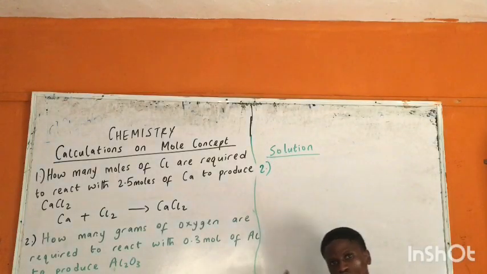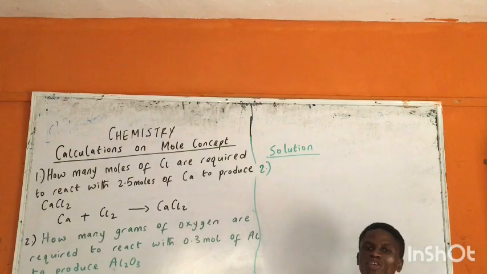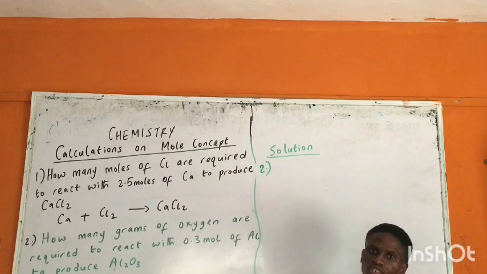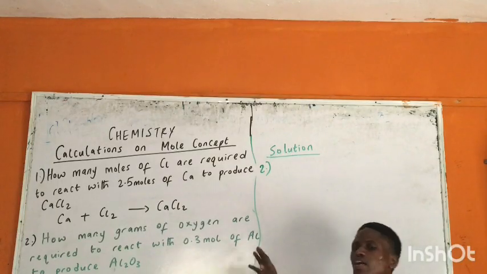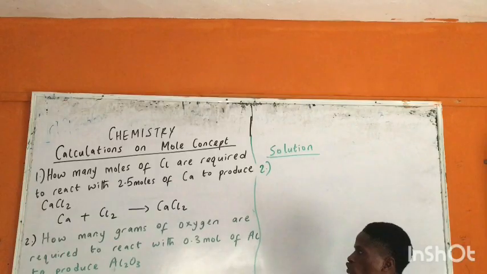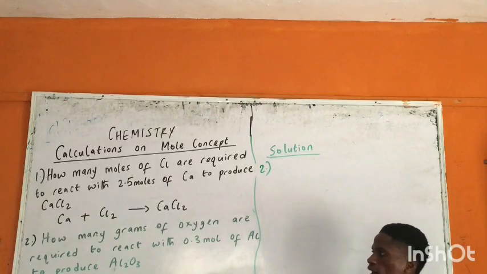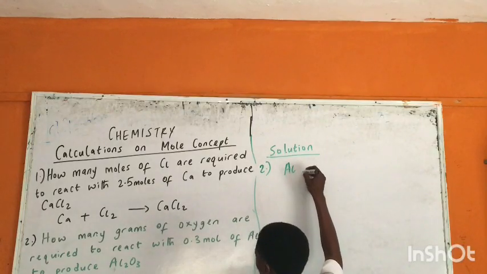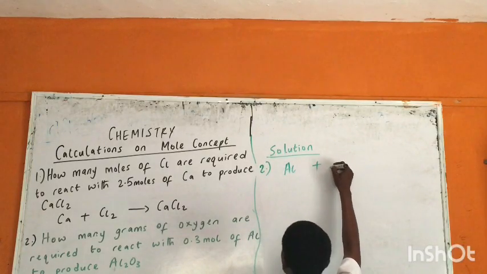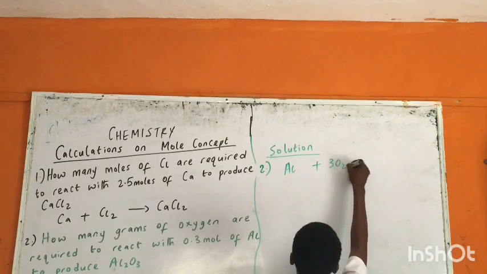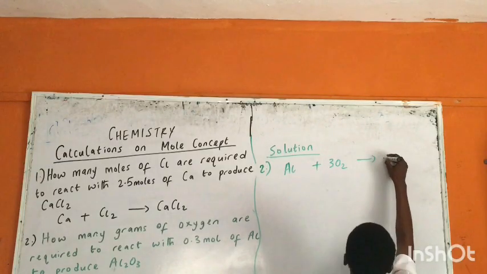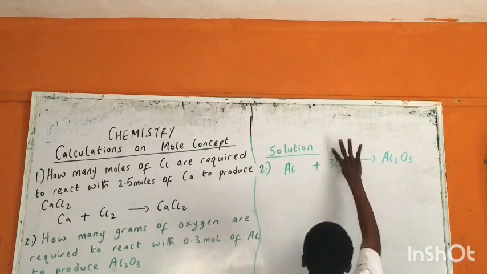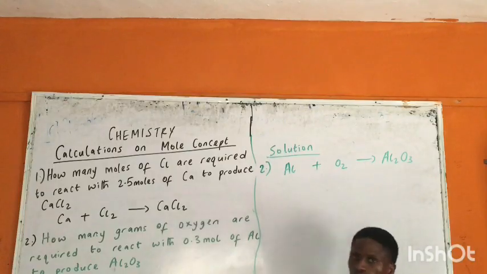Now, question 2. Question 2 says that how many grams of oxygen are required to react with 0.3 mole of aluminium to produce aluminium oxide? Let's try to balance the equation.